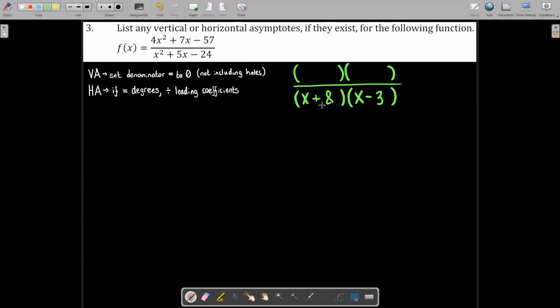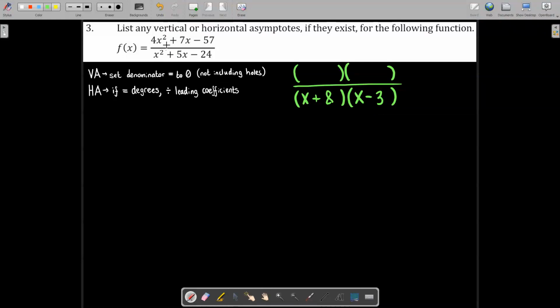Now, I set the denominator equal to 0, so if I had x plus 8 equals 0 and x minus 3 equals 0, that's going to give me 2 asymptotes, but I'm not quite there yet because I have to see if either of these cancel out. Because if they cancel out, they're not going to be considered part of the asymptotes. They're going to be one of the holes, okay? So I got to factor the top.